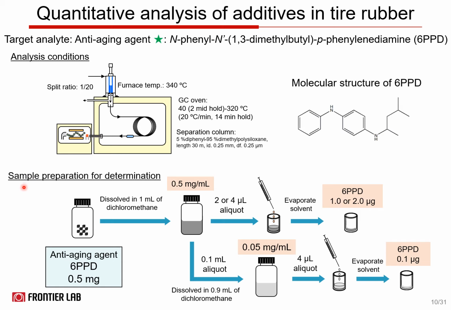The sample preparation for quantification is shown below. First, 0.5 mg of 6-PPD was dissolved in 1 ml of dichloromethane. From this solution, a 2 or 4 microliter aliquot was taken, and the solvent was evaporated in a sample cup. To prepare a sample with a lower concentration, a 0.05 mg per milliliter solution was made. From here, a 4 microliter aliquot was taken and made into a sample by the same procedure.